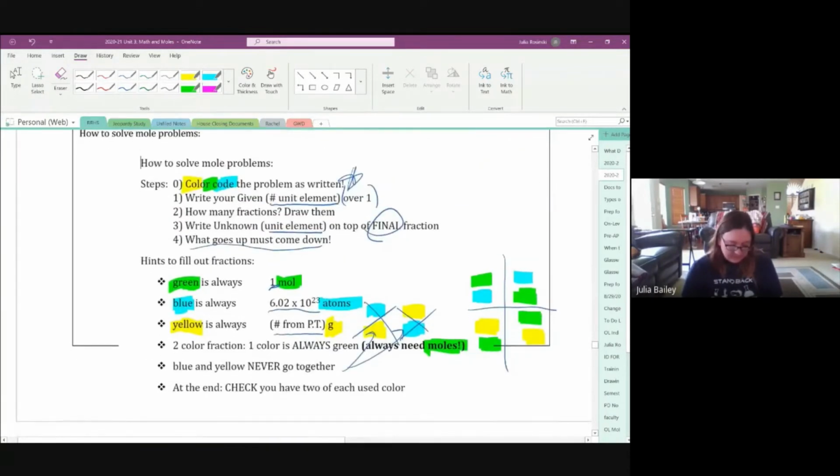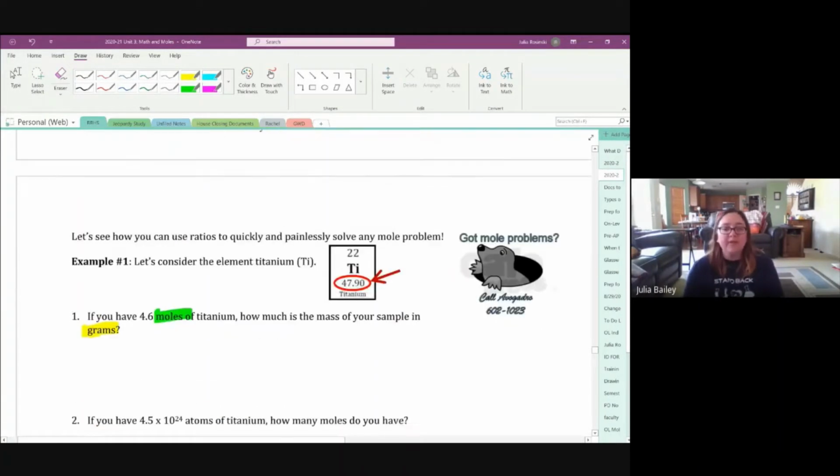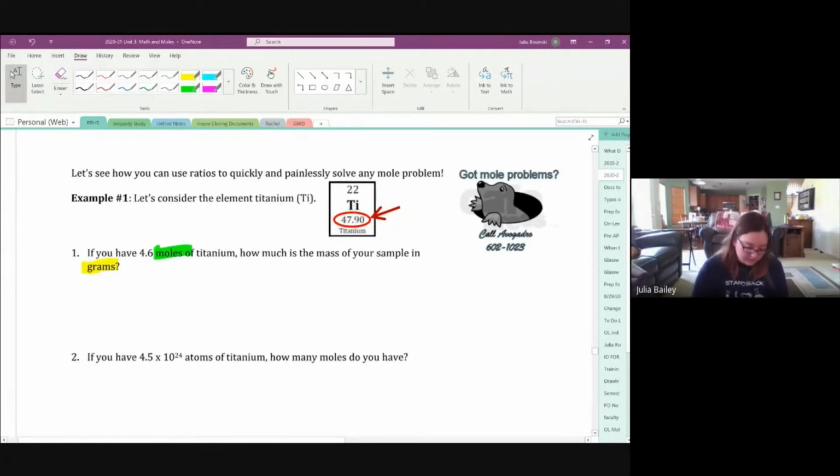Step 1, write your given, which should be a number, a unit, and an element, over 1. If you read the problem, find the number they gave us, 4.6. It's got a unit with it, moles. The unit will always be a color word. It's also got an element with it, titanium. That is all together my given. And I'm going to write that whole thing, 4.6 moles of titanium. I need to write the whole thing out.